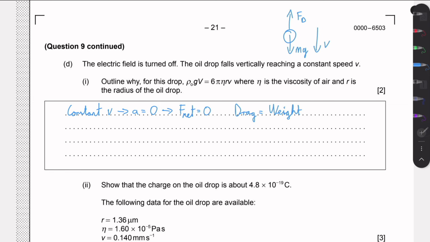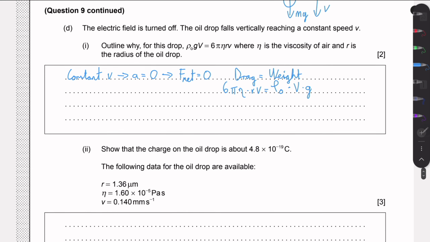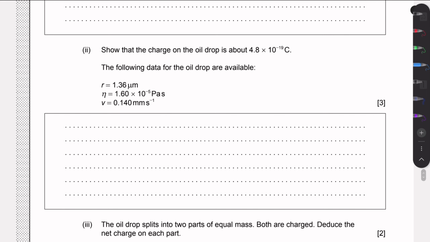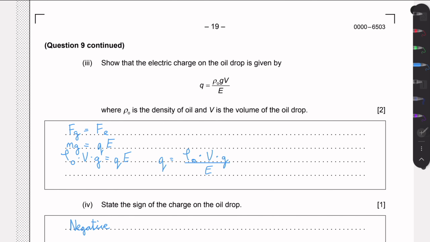And from our data booklet, we see that the drag force is just 6 pi times r times v, and the weight, again, is just m times g, but we know that m is just the density of the oil times the volume of the oil, times g, and that is the relationship we needed to come up with. And then we need to show that this is the charge on the oil drop given these numbers. We know that the charge can be calculated by the density of the oil times volume times g over E. So this is what we deduced all the way up here.